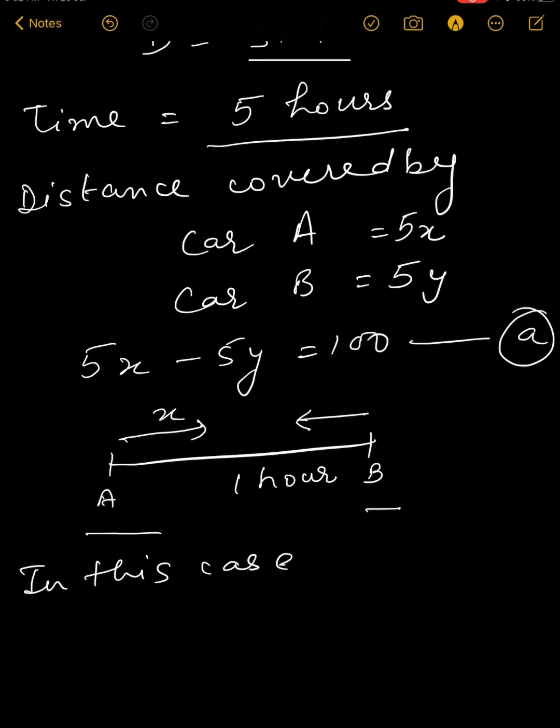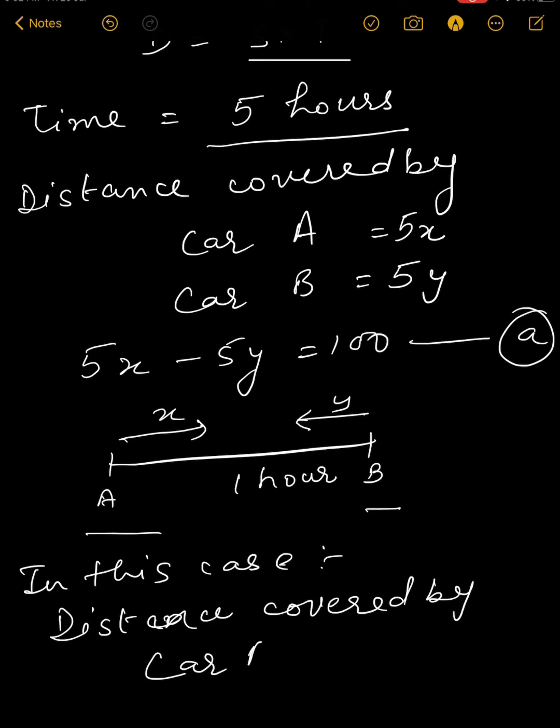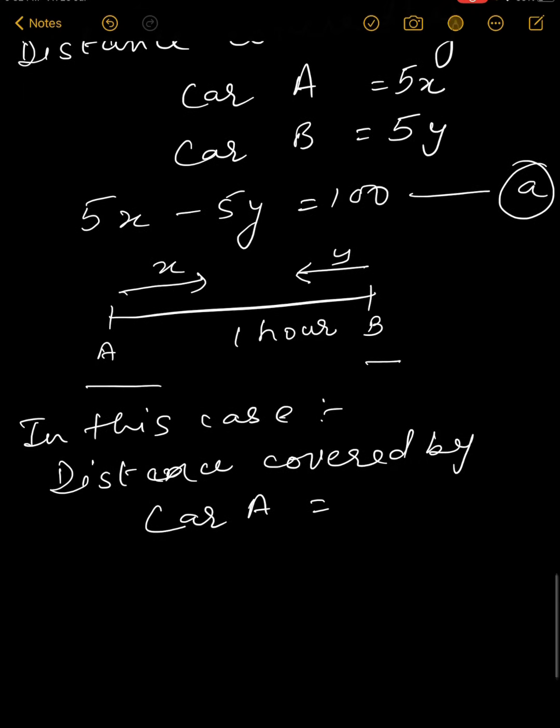So in this case, again the speed of car A is x and the speed of car B is y. Clear? So in this case, distance covered by car A would be, the formula is speed into time. Speed is x, time is 1, so this is x. Car B is y. Clear? x kilometer you can say, and y kilometer you can say.